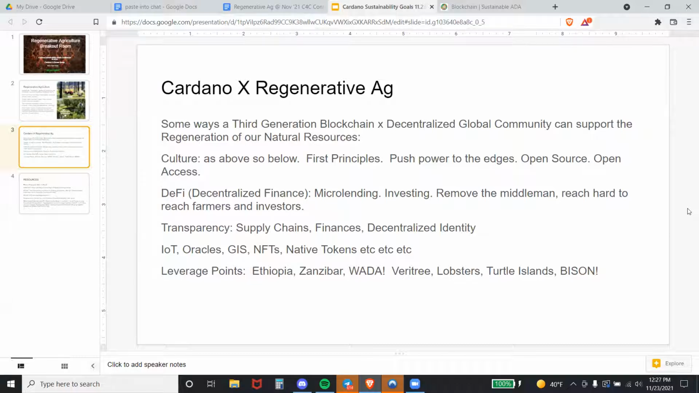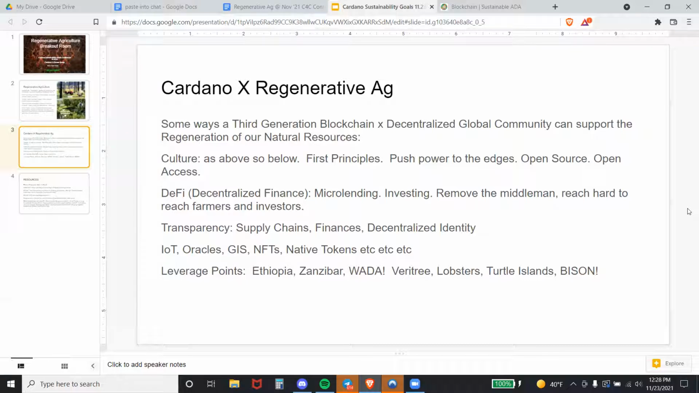And the blue economy with fishing intersects with a lot of different things. Everything eventually flows into the ocean, so it's a good place to start when we're trying to connect these dots. There's WADA, West African Decentralized Alliance, who I believe are present. I'm not sure if you're in this room. Can't see faces right now, but I hope you're here. Please chime in if you are. Verytree that Scott was talking about. Charles talks about lobsters. There's Turtle Islands, pretty interesting, and bison.